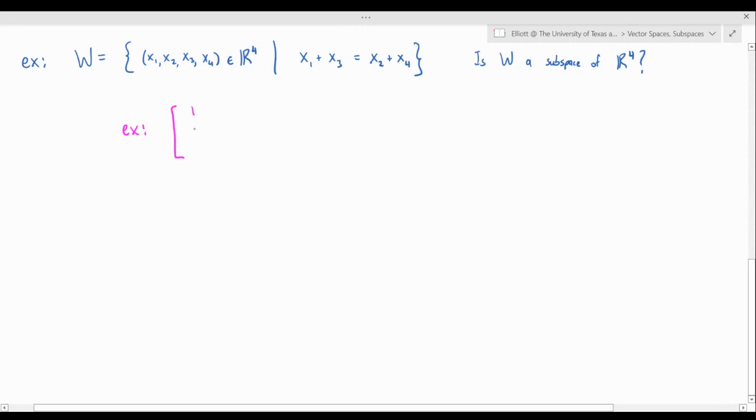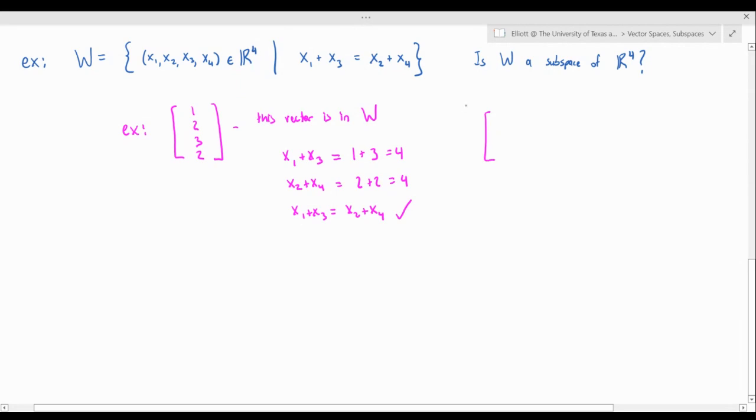So if I do 1, 2, 3, 2, this vector is an example of a vector that is inside of W. Because if you take the first and the third component, it's 1 and 3. X1 is 1, X3 is 3, so X1 plus X3 is 4. If you take the second and the fourth components, X2 plus X4, that's 2 plus 2, which is also equal to 4. So for this vector, X1 plus X3 is in fact equal to X2 plus X4. Because that property is satisfied, this vector is inside of the set W, okay?